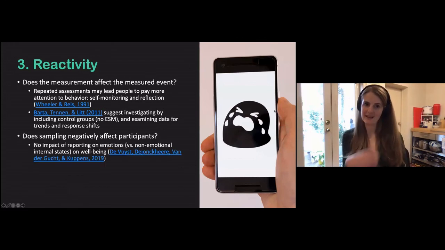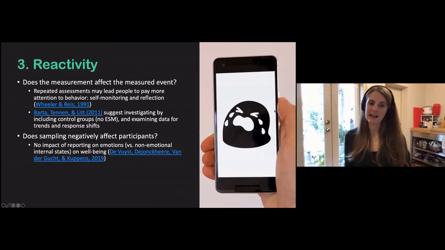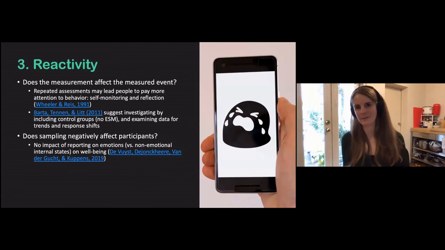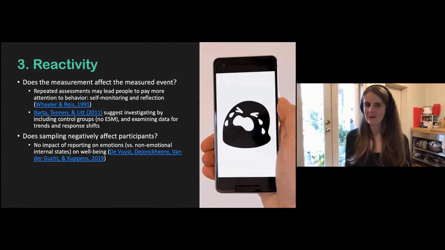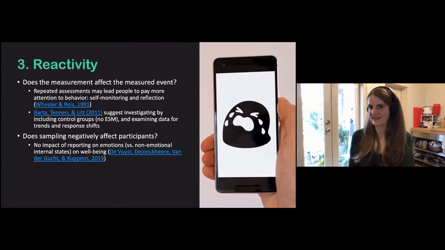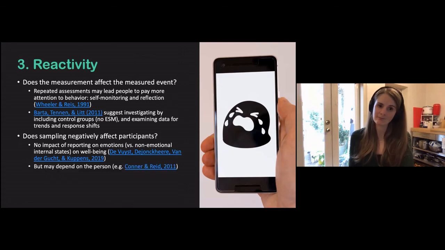So for example, in this study, they had participants randomly assigned to either report their negative emotions for a week, their positive emotions for a week, or a control group that just reported their internal states for a week. So things like hunger and thirst and stuff like that. And they found that there was no difference between those emotion reporting groups and that internal state reporting group on their end of week well-being and their end of week depressive symptoms. So it seems like simply reporting on emotional things doesn't necessarily change how you see yourself and see the world after the study. But of course, that might depend on the person.